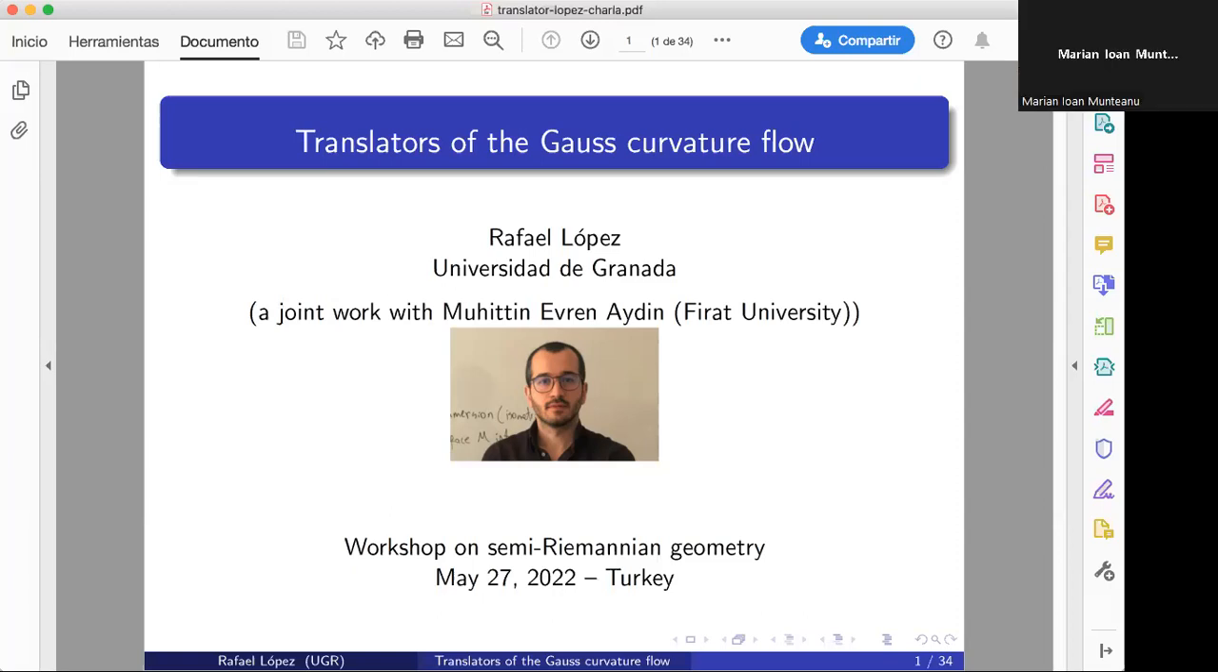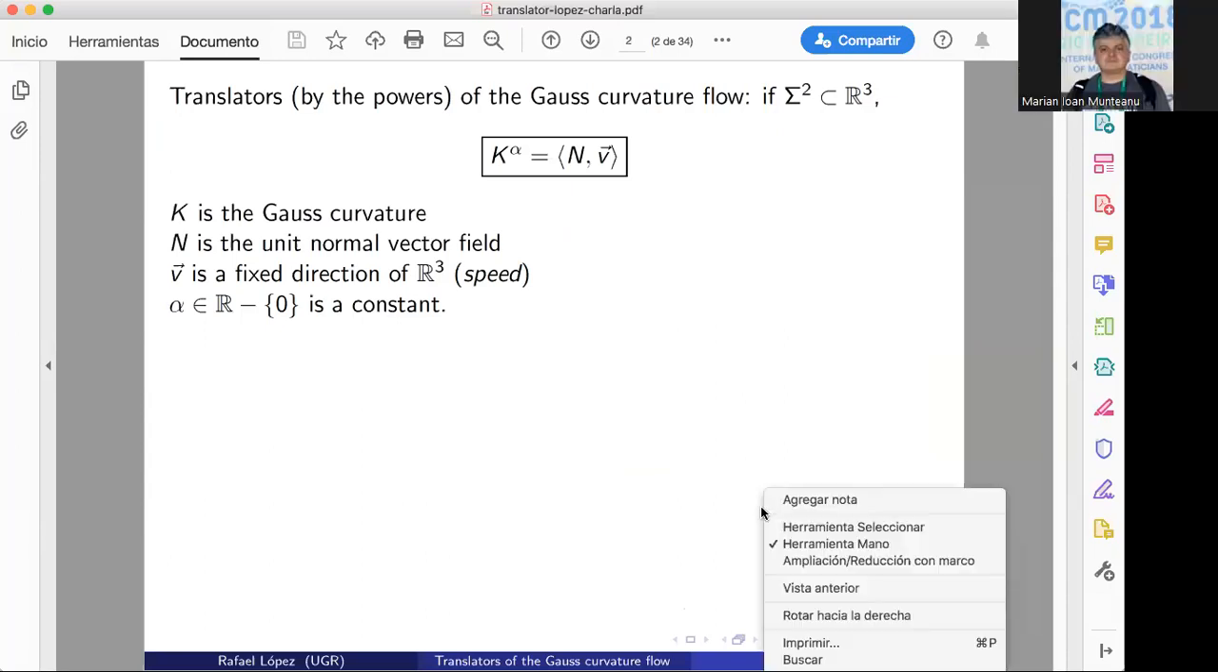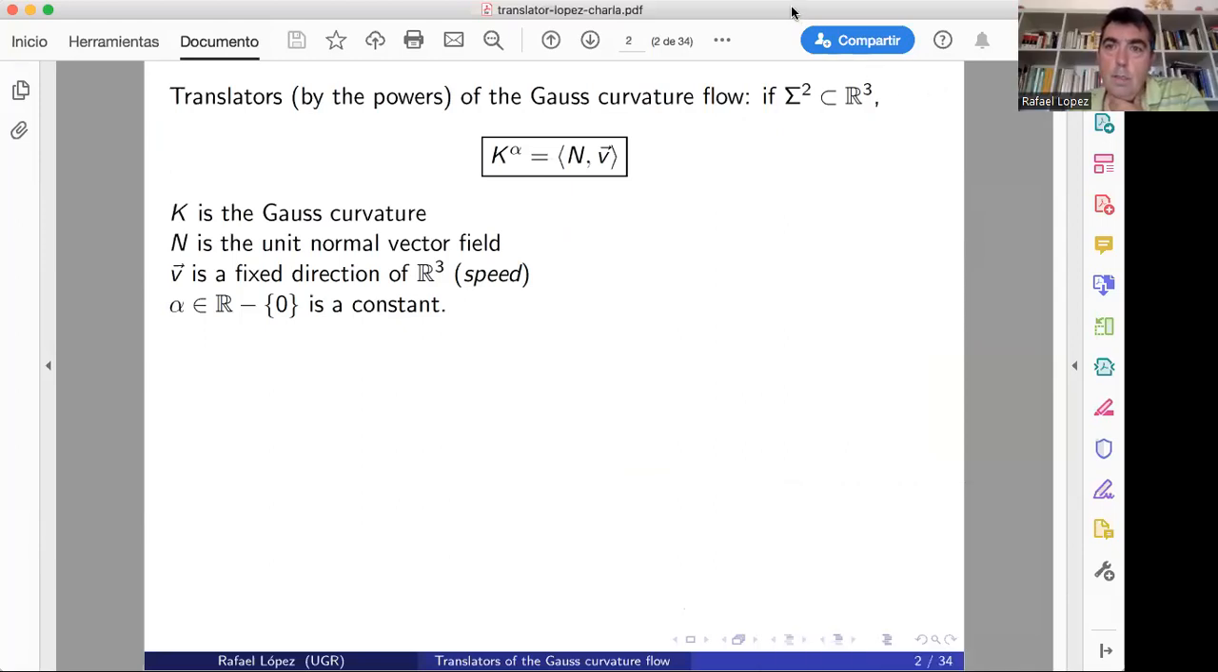Rafa, I think we cannot see the slides. Probably the same problem. Sorry. I see only the first page with the picture. I don't know why. It's okay now. Yes, it's okay now.